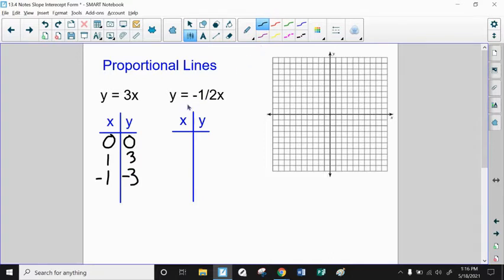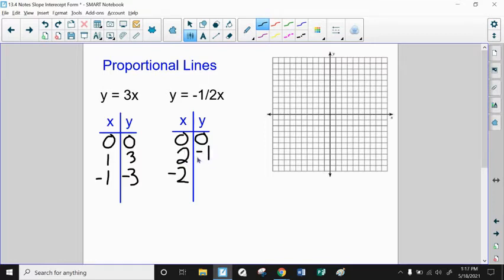Now I'm going to do my second line. I'm going to look at the same starting value for x. If x is 0, 0 times negative 1/2 is 0. But instead of using 1, I'm going to use 2, if x is 2 and if x is negative 2, because 1/2 times 2 is going to end up being 1. Negative 1/2 times 2 is going to end up being negative 1.